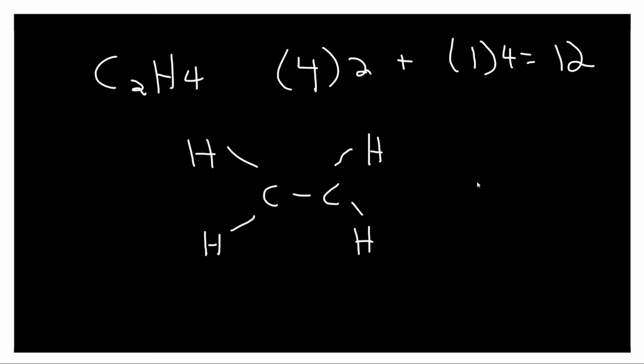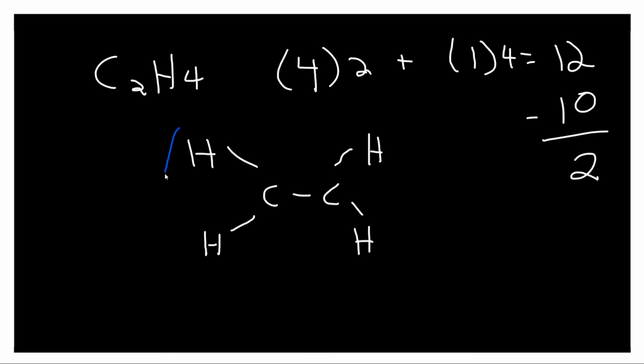A bond is representing 2 electrons. So in total we have 2, 4, 6, 8, 10. 10 electrons that we used for bonding. So if we use 10, we subtract it from our original valence electron count, we're going to have a leftover of 2 electrons. So now where do we put these 2 electrons?